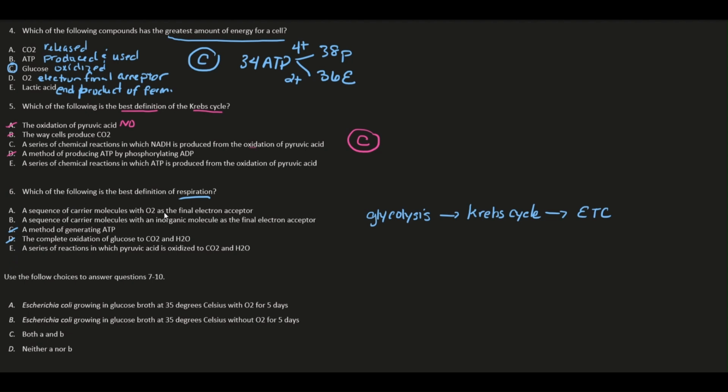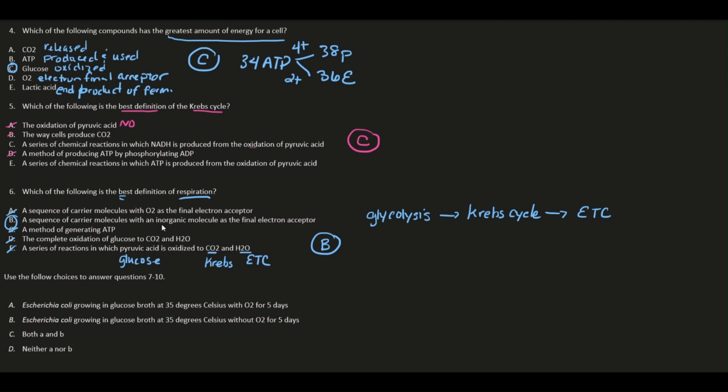A, a sequence of carrier molecules with O2 as the final electron acceptor. We do see that, but is it the best definition? And is it the definition that we see from reading our textbook? No, so we're going to cancel that one out. E, a series of reactions in which pyruvic acid is oxidized to CO2 and O2. Well, glucose is oxidized, and we see that CO2 is released from the Krebs cycle, and O2 is produced in the electron transport chain. So we are going to cancel E. So what we're left with is B. So the answer is B. That is the best answer.